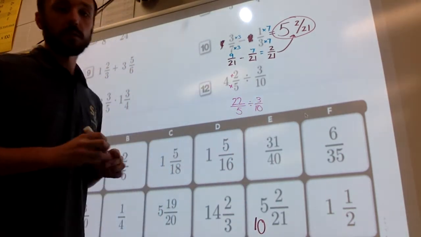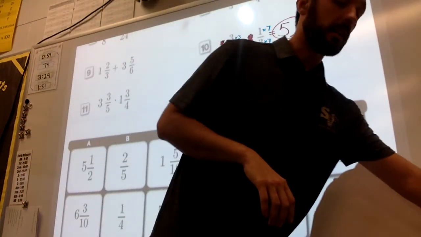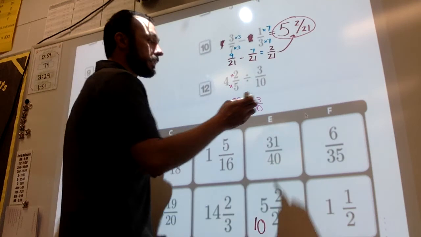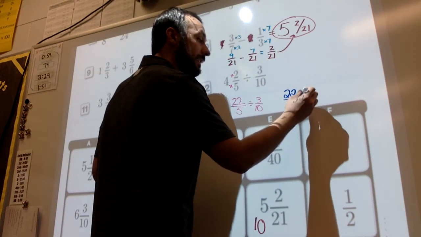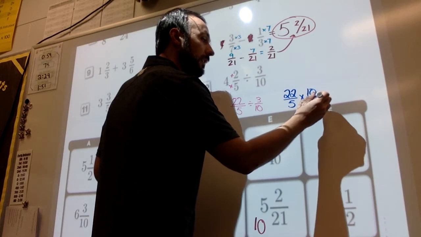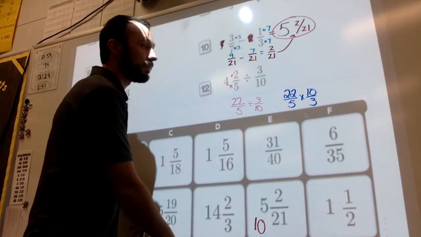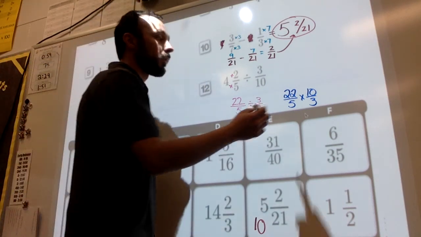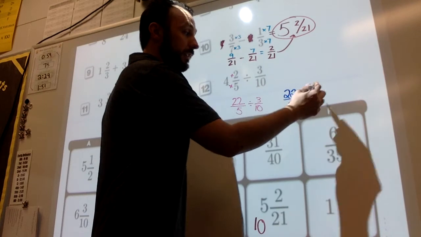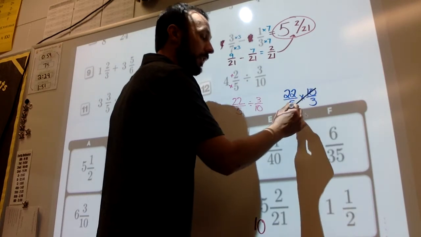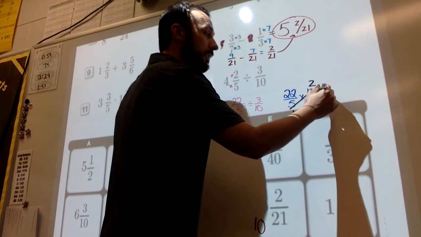Now we know the song, if you want to divide, look on the right side, flip that fraction over, and then multiply. So I'm going to flip that second fraction over. So I'm going to be left with 22/5 times 10/3. At this point, I'm able to cross cancel. So I look diagonally. Unfortunately, 22 and 3 don't share any common factors, but 5 and 10 do. They both share a factor of 5. 5 goes into 5 once. 5 goes into 10 twice.